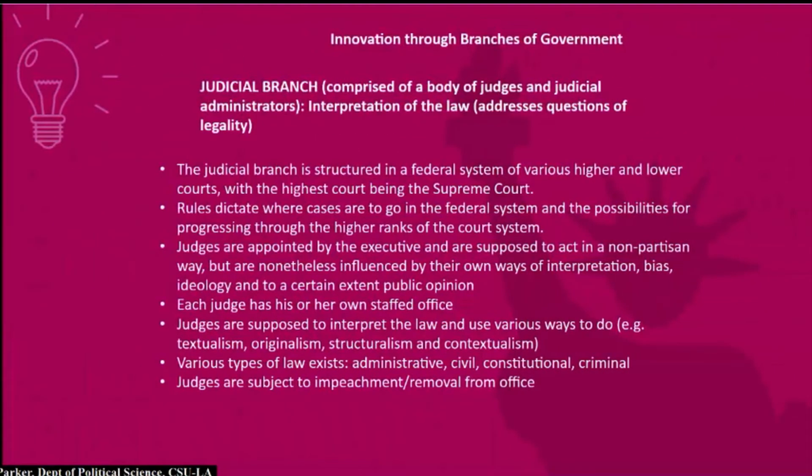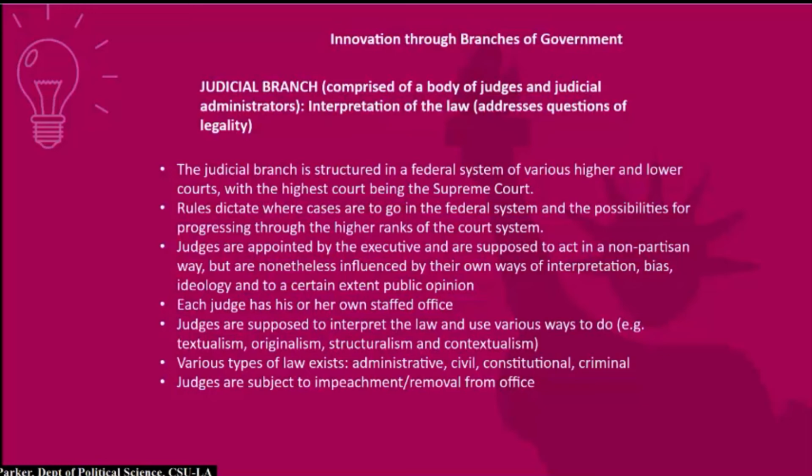Now we have the judicial branch. The judicial branch is comprised of a body of judges and judicial administrators, and they are in charge of interpreting the law. In other words, that means they address questions of legality. The judicial branch is structured in the federal system of various higher and lower courts, with the highest court being the Supreme Court. Rules dictate where cases are to go in the federal system and the possibilities for progressing through the higher ranks of the court system.